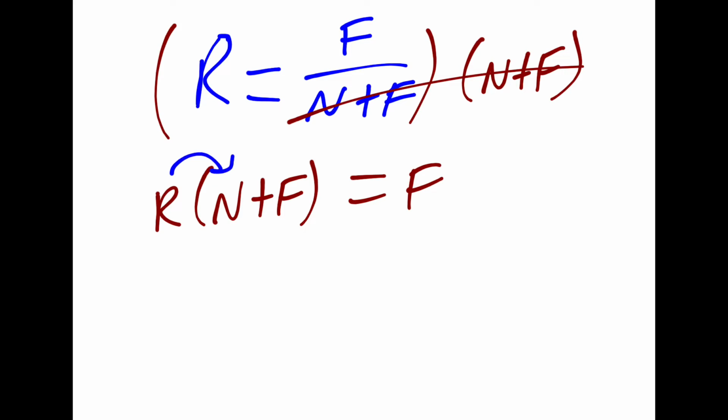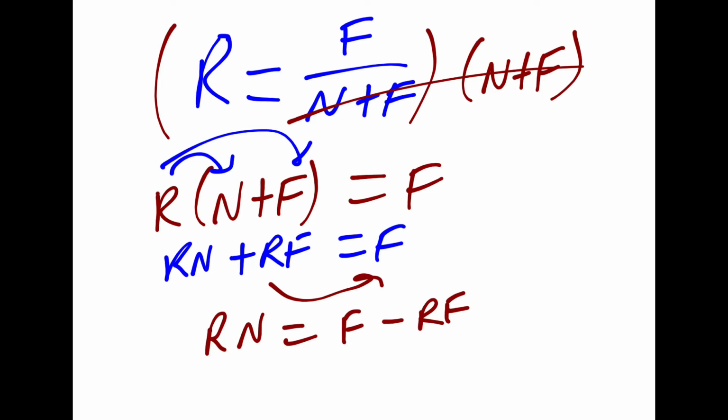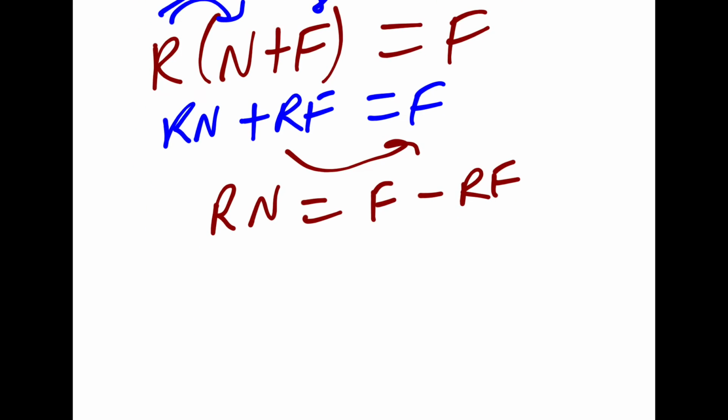The next step is to distribute the r. So we have Rn plus Rf is equal to f, and then we're going to move that Rf over. So it looks like this, and we can factor an f out of this. So f times 1 minus r. So think about distributing in reverse, and that's pretty much what we did here.